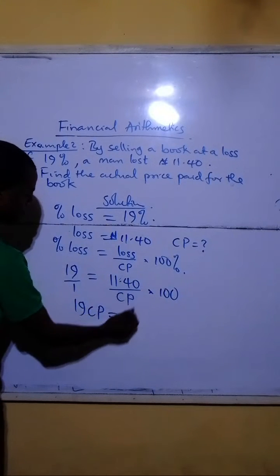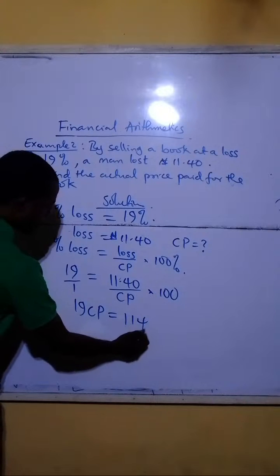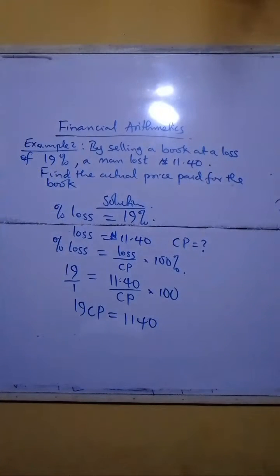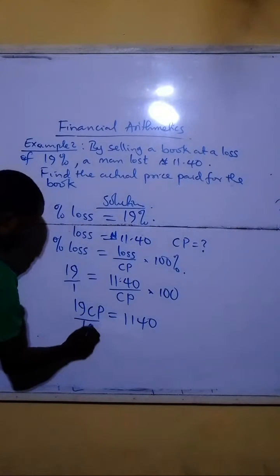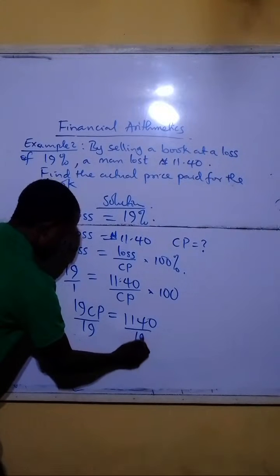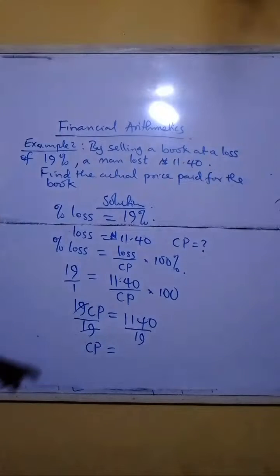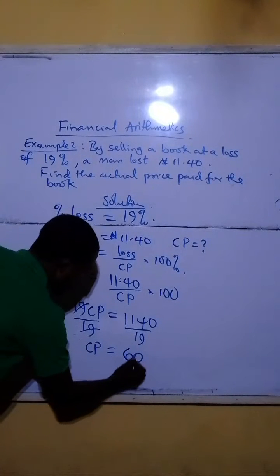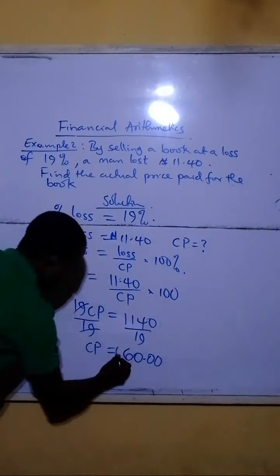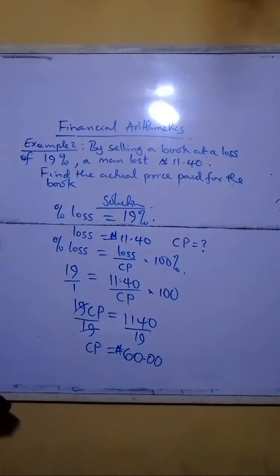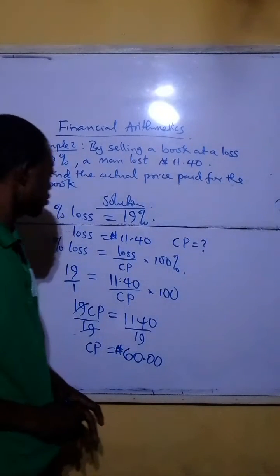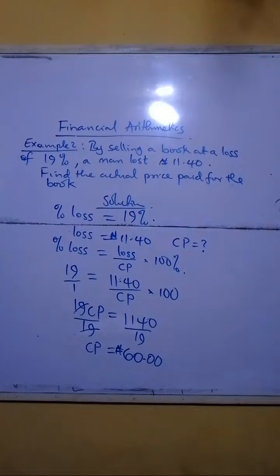So that becomes 1140. And from here, we can divide both sides by 19 in order to get the cost price. So divide this side by 19. 19 cancel each other here. So cost price here equals 1140 over 19. That's same thing as 60. So this gives us 60 naira 00 kobo. That implies that the cost price of the book here is 60 naira.